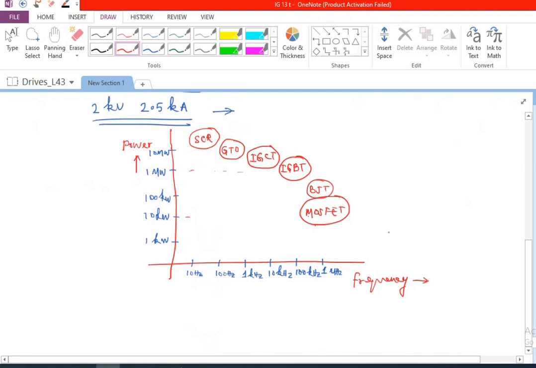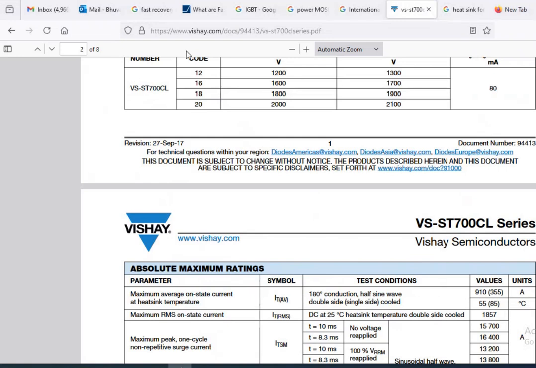So this is kind of a graphical representation of what are the different power levels each of the devices can handle and how much of frequency level each of them can handle based on their turn on time and turn off time.